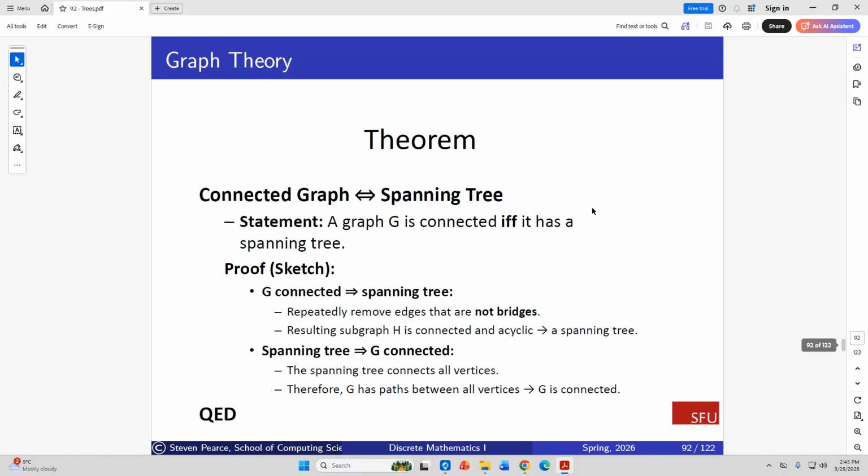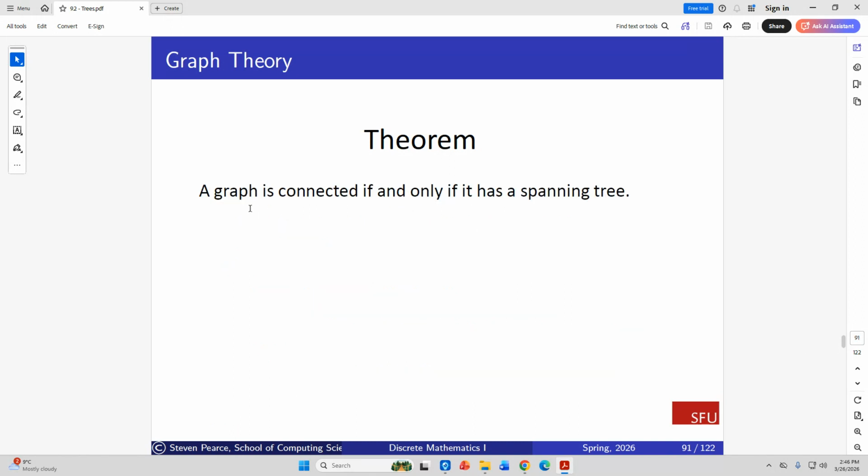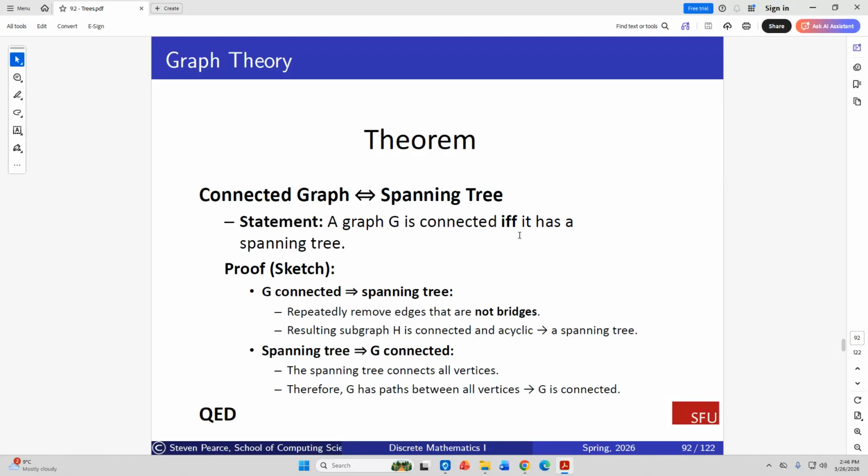A graph is connected if and only if it has a spanning tree. Connected graph is biconditional, logically equivalent to spanning tree. That's another way of saying it. Statement: a graph G is connected if and only if it has a spanning tree.